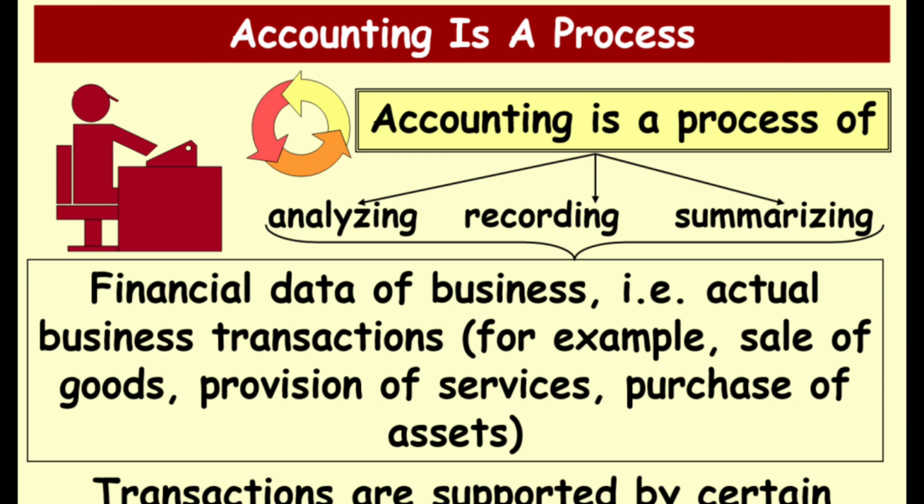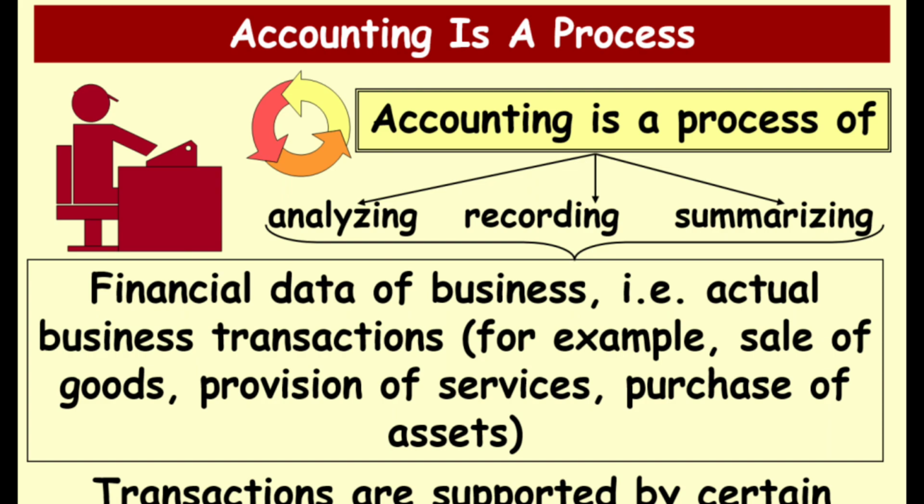Remember that accounting is a process. It's not a one-off event, it's a process in which various steps are followed. So accounting is essentially the process of analyzing, recording and summarizing financial data of a business, that is the monetary transactions of a business. Now first of all, when a transaction happens, for example actual business transactions like sale of goods, provision of services and purchase of assets, these are all financial transactions. That is, these can be measured in monetary terms, that is in dollars, in rupees, they are quantifiable.